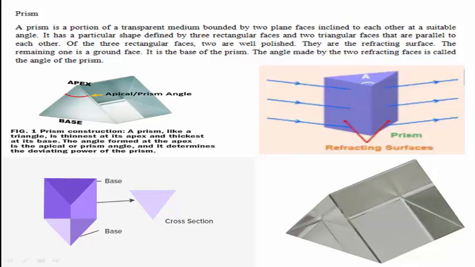They are the refracting surface. The remaining one is the ground face. It is the base of the prism. The angle made by the two refracting faces is called the angle of the prism. As you can see in the various figures of the prism, you can see the refracting surface, the base of the prism and the apical or prism angle.